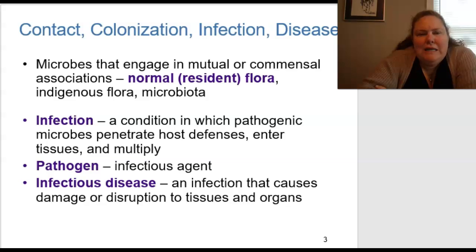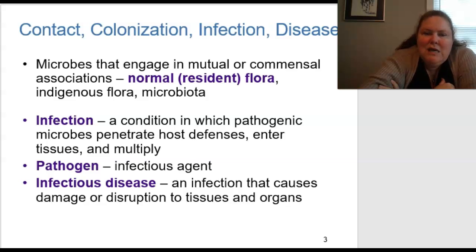So when talking about contact, colonization, infection, and disease, microbes that engage in mutual or commensal associations, it's like a mutual agreement. So these would be like our normal or resident flora. Indigenous flora, indigenous means natural, right? Or our microbiota, right?